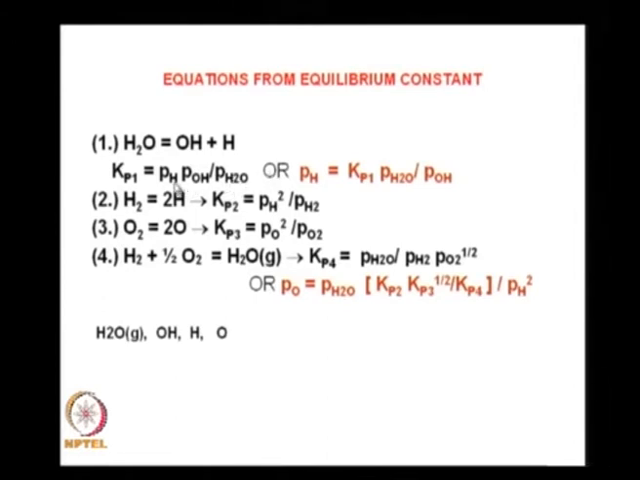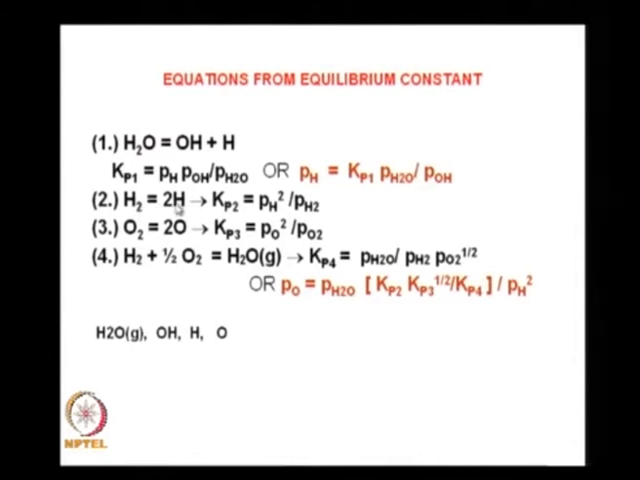Or rather, from this equation I get pH, which is from the right hand side, I take it over here, is equal to Kp1 into pH2O divided by POH. I know now the value of pH in terms of pH2O and POH. Similarly, I would also like to get the partial pressure of oxygen, and for that I write the following three equations.